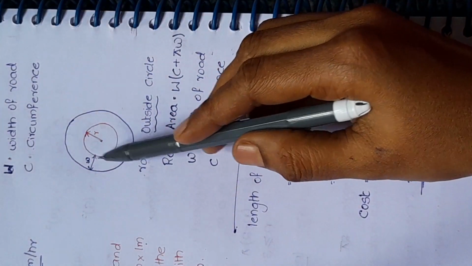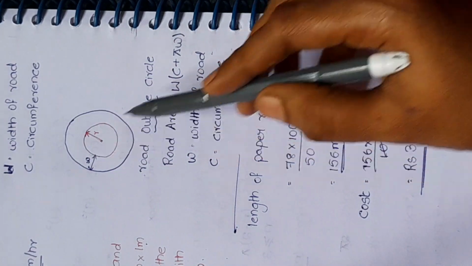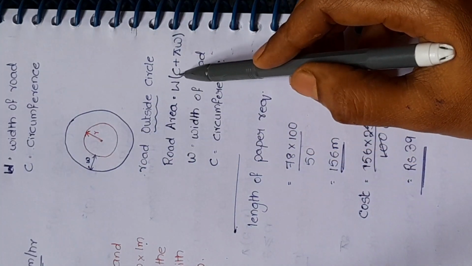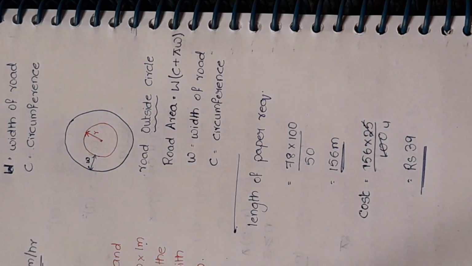In the second case, here the red circle is of radius r and a road of width w is outside this circle. Now the road area is w into c plus pi w. Here c is the circumference and w is the width of the road outside the circle.